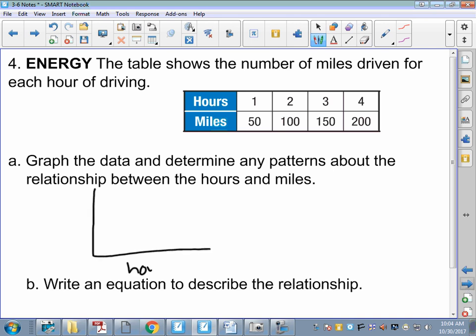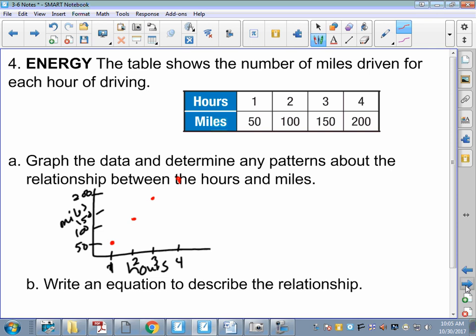My hours driving could affect the miles that I've driven. I'm going to scale my hours by 1. So 1 hour, 2 hours, 3, 4, and then I'm going to count my miles by 50s. So 50, 100, 150, 200. When I graph this, if I'm driving for 1 hour, I went 50 miles, 2 hours is 100 miles, 3 is 150, and 4 is 200.